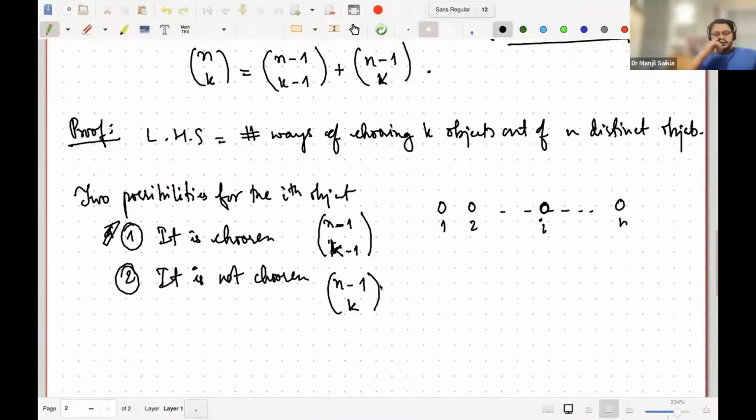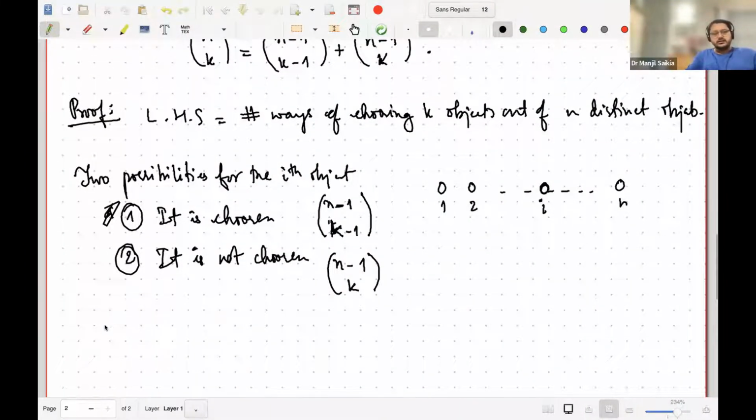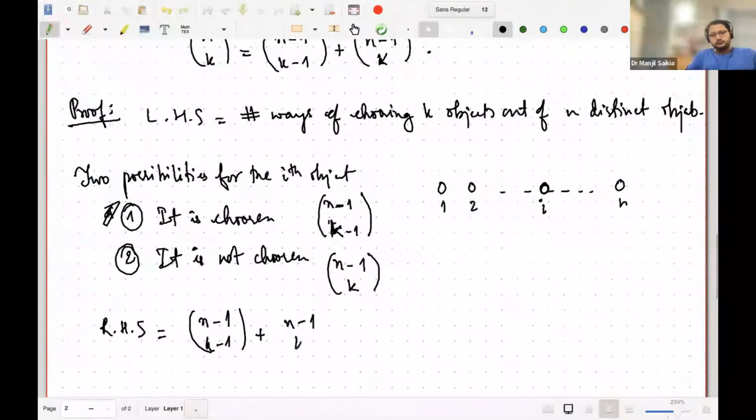So, that means the total number of ways of choosing depends on whether I is chosen or not chosen. So, basically, the total number of ways that we can choose these k objects out of the n objects is just summing these two quantities together. So, this gives us the right hand side. So this basically explains the right hand side.